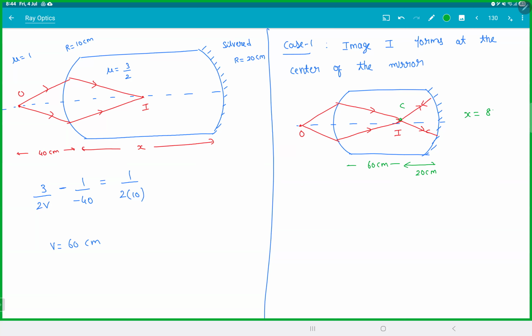This is fine. Now what most people don't realize, there's one more case. The second case is the light rays go in, and the image forms at the pole. Pole is special. Image I forms at the pole. See what happens.